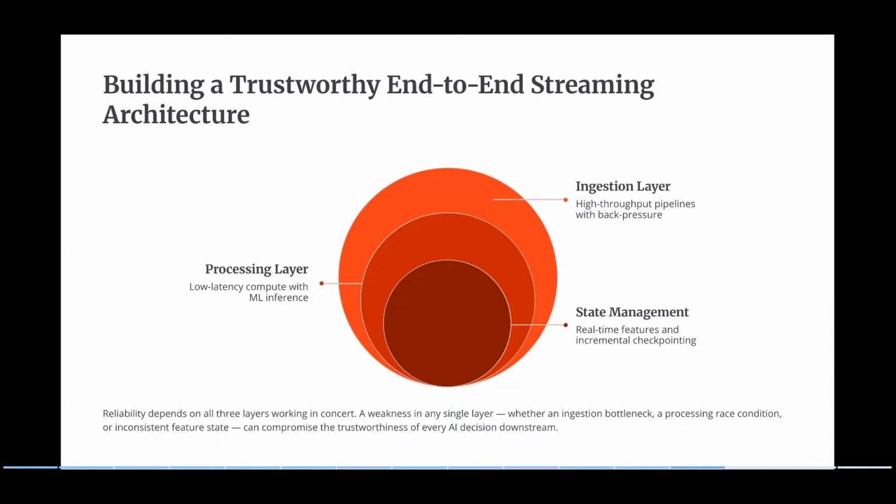You cannot have one weak layer. Let's say if you have an ingestion bottleneck, it will suffer the entire way. If you have a processing race condition or a processing throughput issue, it suffers again. Or inconsistent feature state, like if some of the features are inconsistent. Really, all three pillars are important to have, to make sure that your end-to-end streaming architecture is flawless. So pay attention to these three, basically that's what I meant to say.